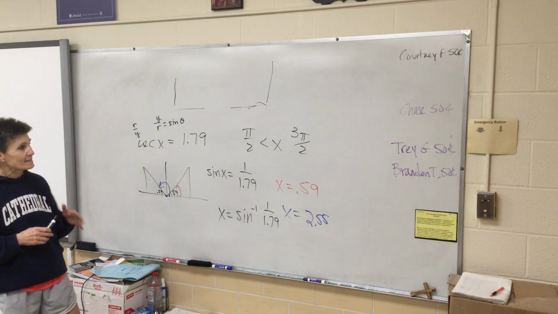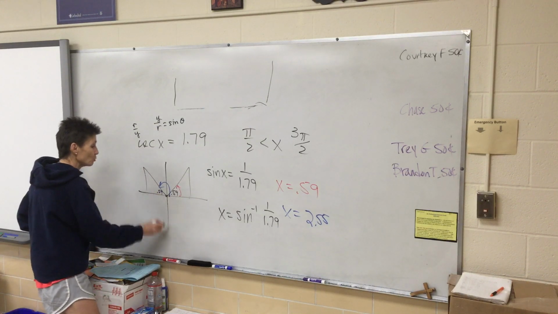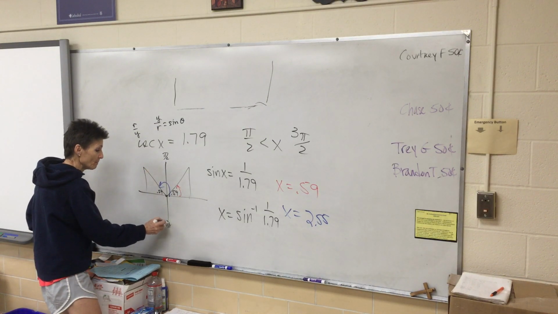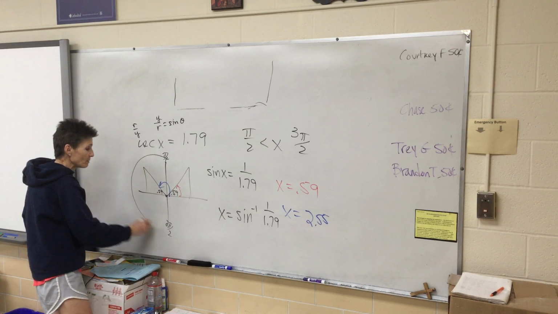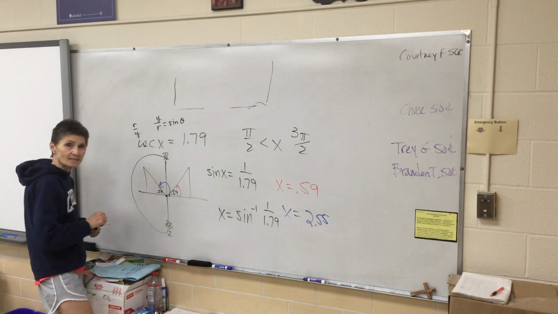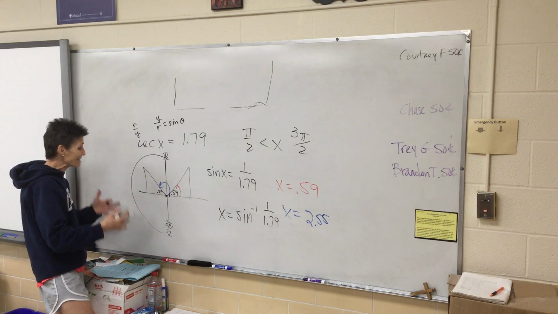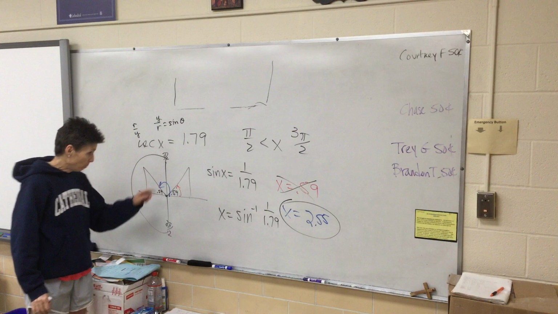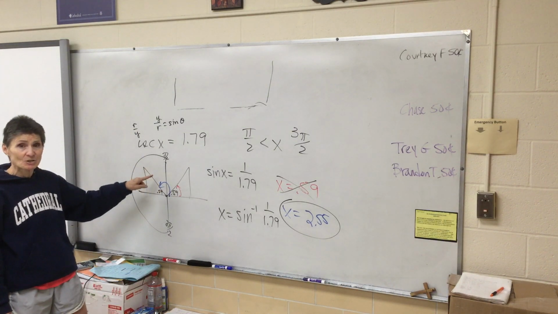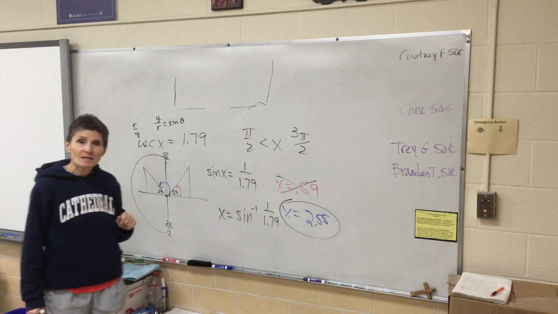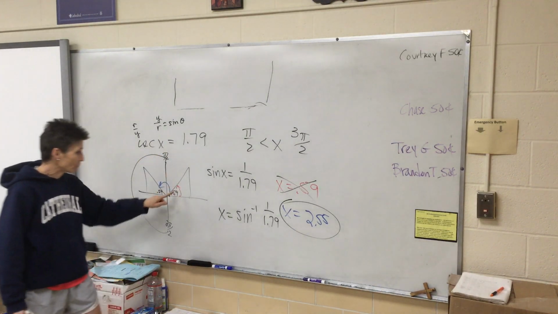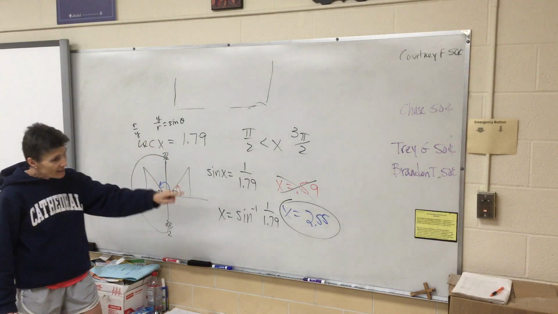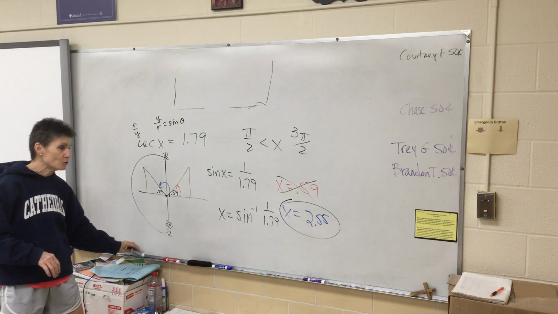So the domain says that I have to be between pi over 2 and 3 pi over 2. So in other words, I have to be over here. That's what my domain says. You got to be over here. Well, if I have to be over here, then the only answer that's going to work is this one right here. 0.59 is an answer, but not in that domain because it's less than pi over 2. So the answer to that problem is only 2.55.